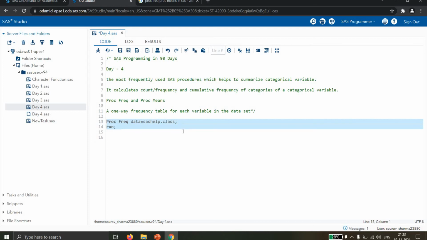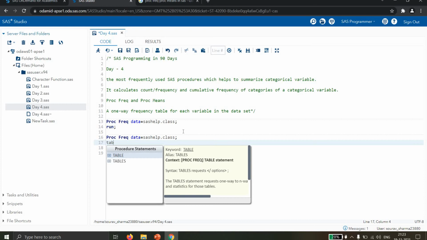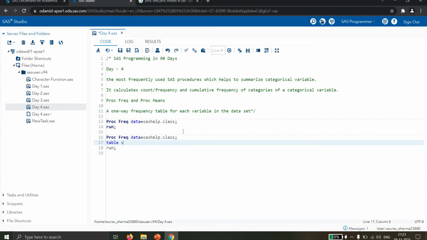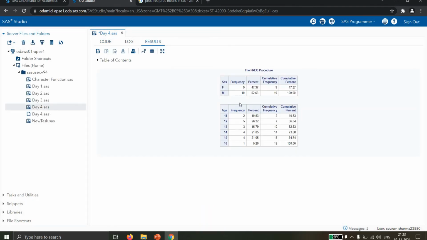Now let's suppose I'm not looking for all the variables' information, but for a specific one. I'm looking for gender-related information, then age-related. So I write sex and age, then I run it. Now you can see we have only two frequency tables. First is gender-wise, how many females and males there are. Then we have the frequency according to age.